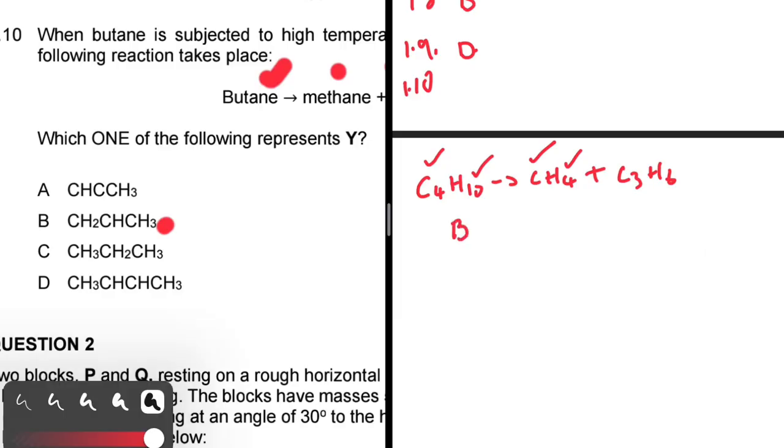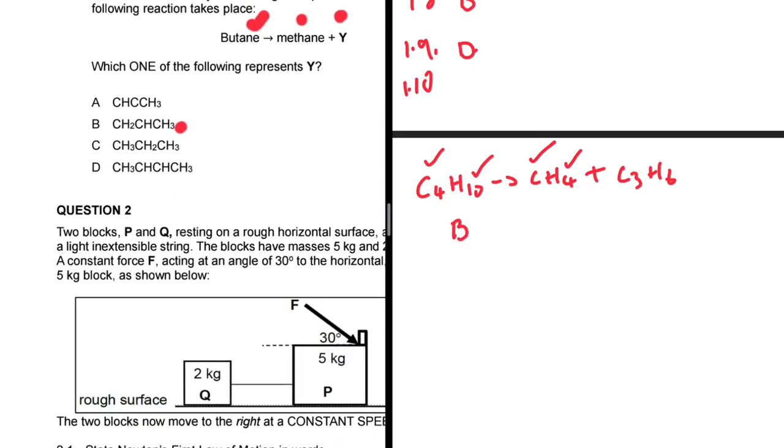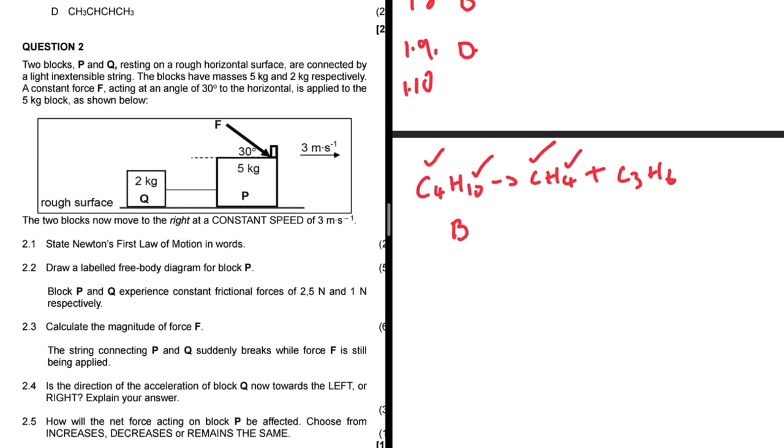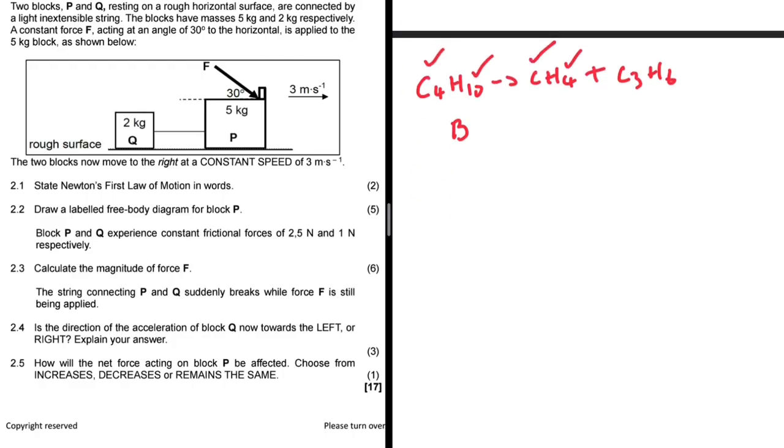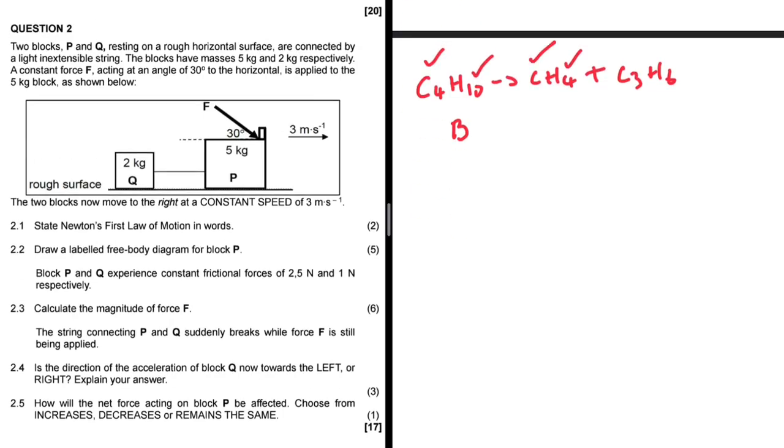There we go. Okay. Question 2. 2 blocks P and Q resting on a rough horizontal surface are connected by a light inextensible string. The blocks have masses 5 kg and 2 kg respectively. A constant force F acting at an angle of 30 degrees to the horizontal is applied to the 5 kg block as shown in the diagram below. The 2 blocks now move to the right at a constant speed of 3 meters per second. 2.1 state Newton's first law of motion in words. I'm going to let you guys do that.